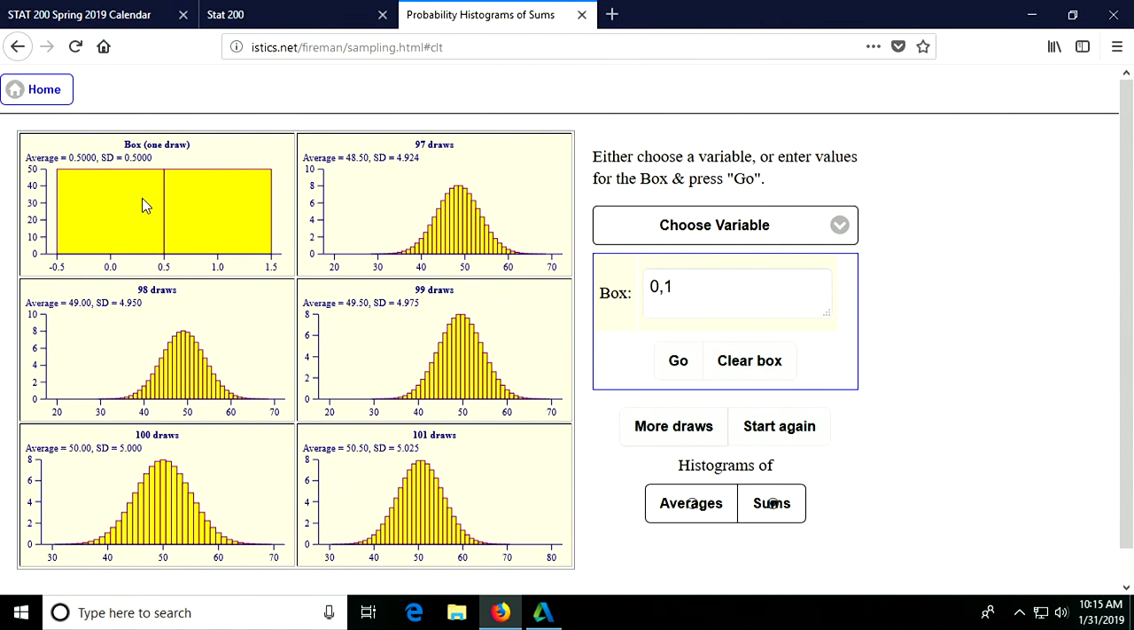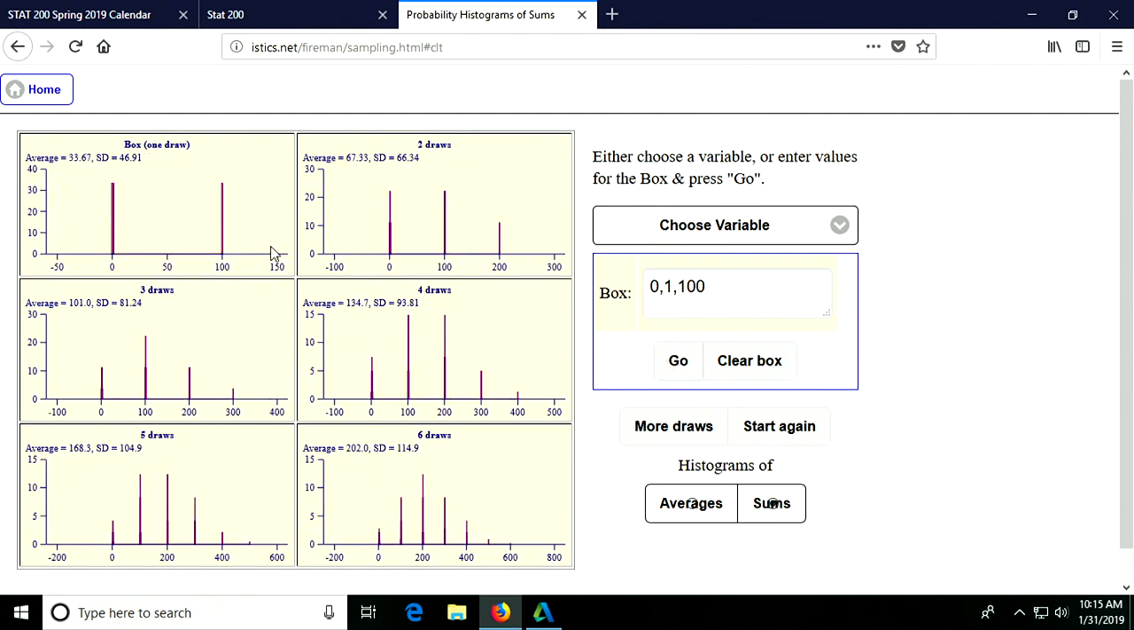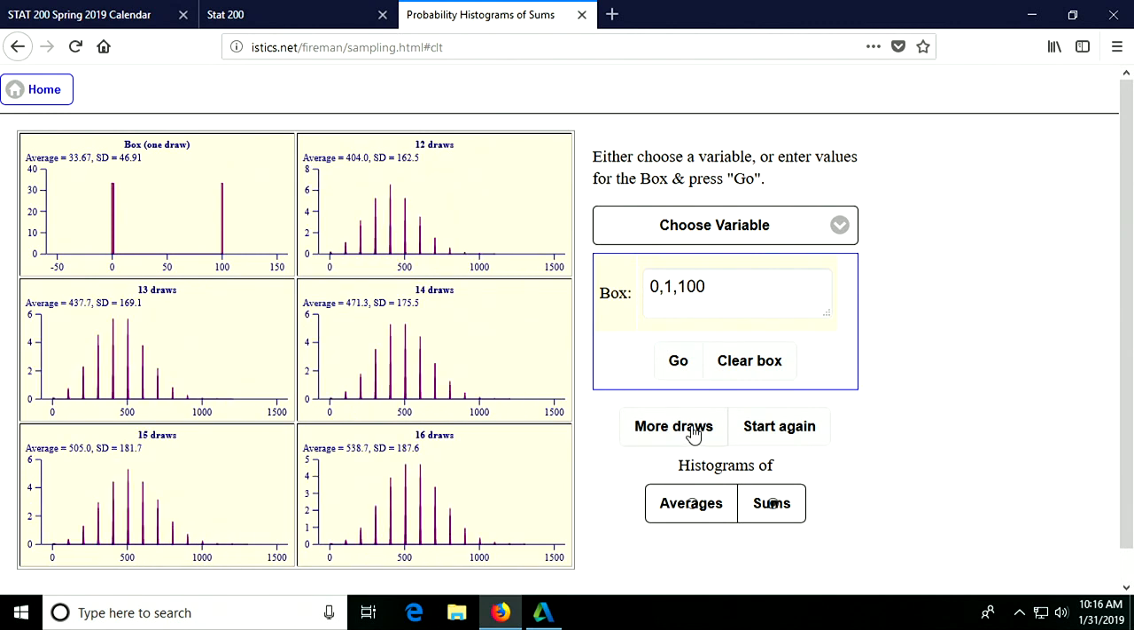Square root of n times the standard deviation. Now, the thing is, though, what if we had a really lopsided box? Like, let's say we added something else here and made it more lopsided. So let's say we added 100. Okay? So now what would it look like? You can't even, look how lopsided it looks. But do you think it's going to get normal? Yes. With more draws, it's just going to take longer.